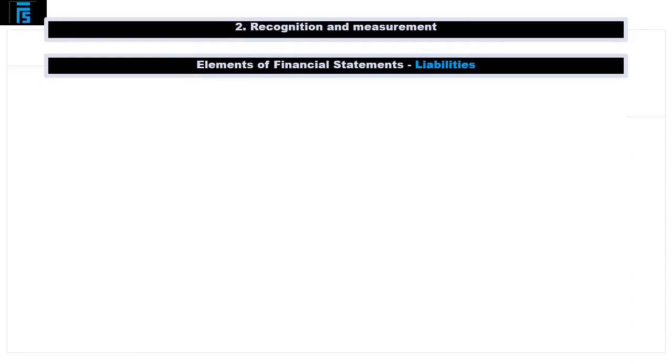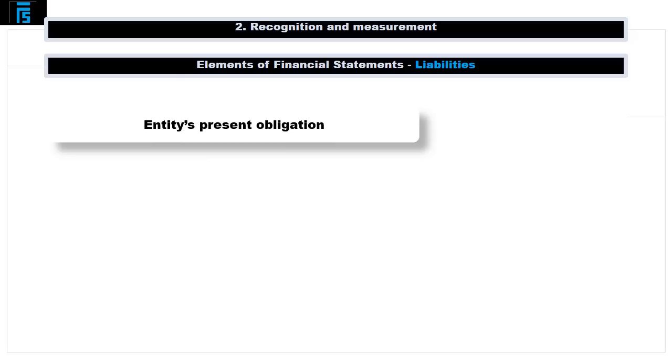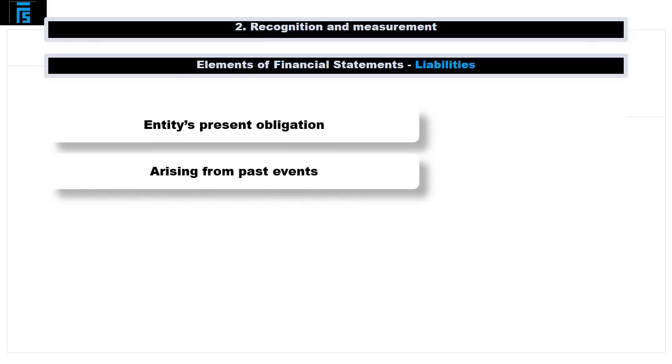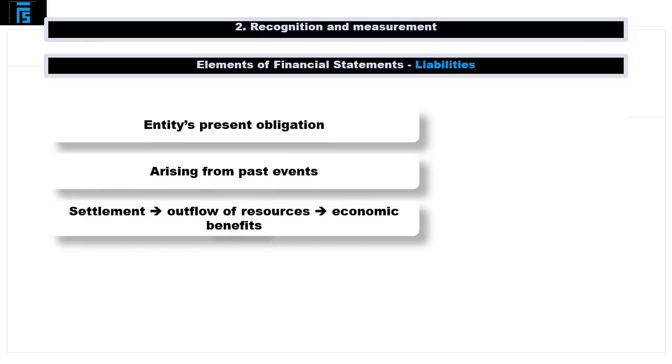We can now cross over to the second element related to the measurement of financial position, and that's liabilities, which, like assets, may also be defined by reference to three crucial points. According to the IFRS conceptual framework, liabilities are the entity's present obligations, arising from past events, the settlement of which is expected to result in an outflow from the entity of resources embodying economic benefits. Let's start with the second element, which, as you may have spotted already, is in fact identical to the one featuring in the definition of assets.